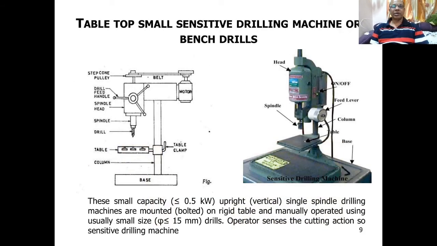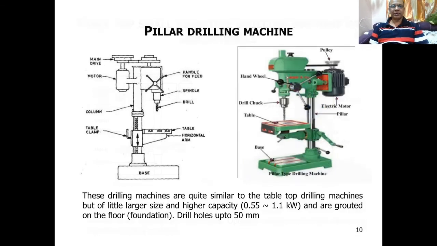Then we have the tabletop small sensitive drilling machine, also called a bench drilling machine. Since this machine is mounted on the table and the drilling operation is fed by hand, it is called a sensitive drilling machine. Then next is the pillar drilling machine. Let's see the different parts of the pillar drilling machine.